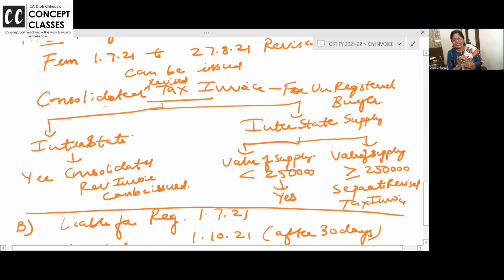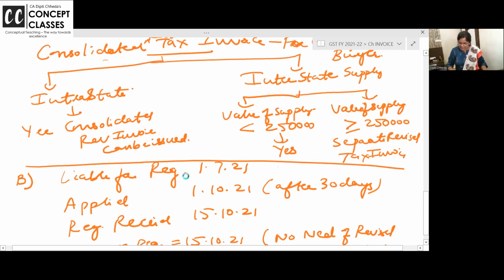Consolidated revised tax invoice can be issued from the date of the registration till the date of grant of certificate if the buyer is unregistered. The invoice has no meaning for him, so you can issue one invoice within the state. If it is outside the state and the value of the supply is less than 250, still you can issue a consolidated invoice. If not, for greater than 250 you have to issue a separate revised invoice. That's all about tax invoice, revised tax invoice, consolidated revised tax invoice.